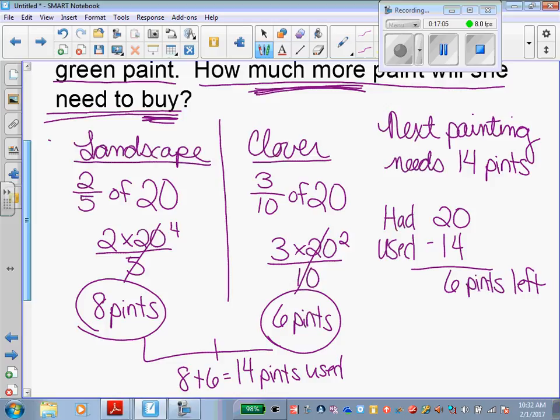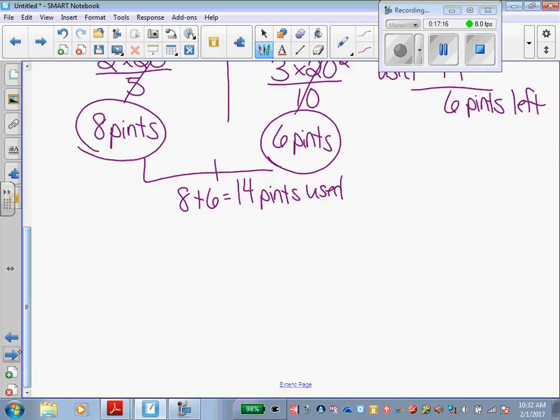What would you have to do now? Because she needs 14 pints for her next painting. So how much does she need to buy? Does she still need to buy 14? No. Does she need to buy 6? No. How can I figure out what she needs to buy?